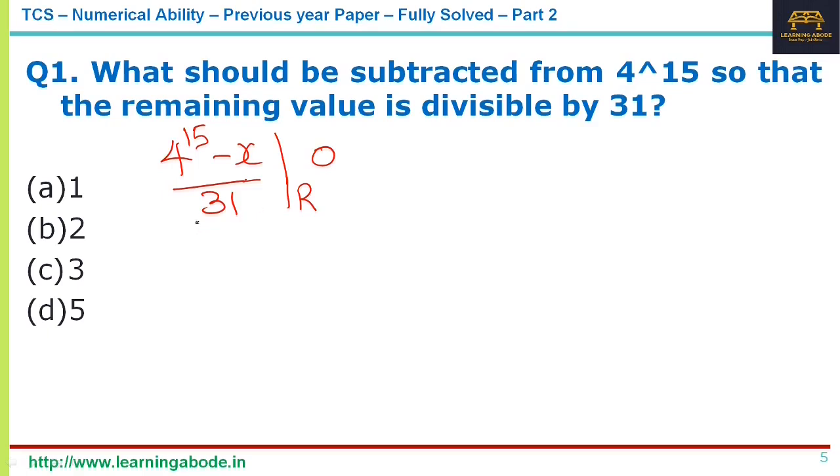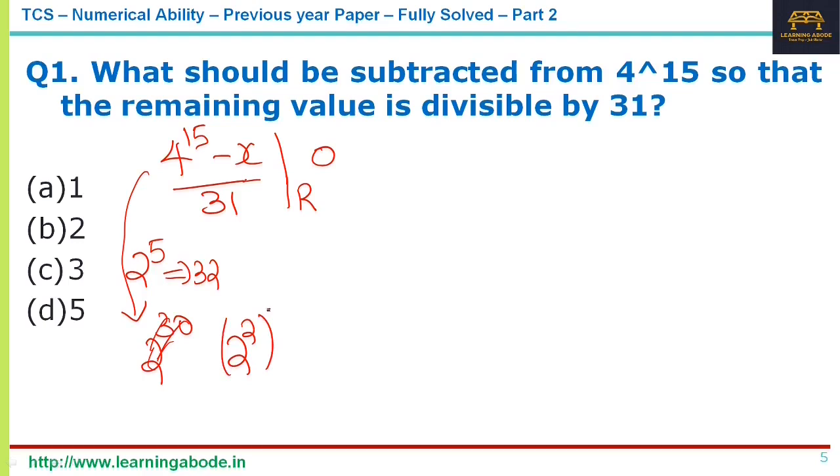Now we should try to connect this 31 and 4 power 15. Is there some way we can connect it or make it closer? Yes, it is possible. Now we know 2 power 5 is 32. So this 4 power 15, I can write it step by step. Now 4 is 2 square, so I can write it as 2 square whole power 15, which I can write as 2 power 30.